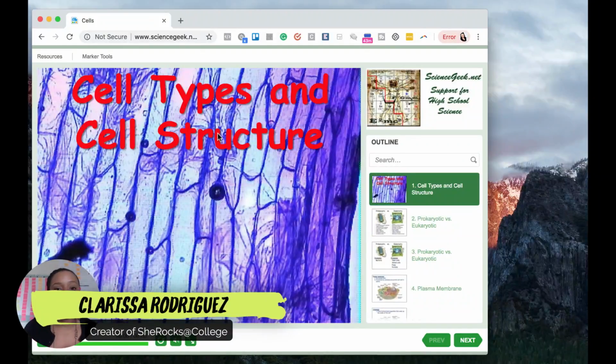And the reason why I'm looking at the title is because the title is telling me what this PowerPoint, this chapter, this lecture is about. So from the title, I know that today, whether I'm reading a textbook or reading a PowerPoint or attending lecture, what I'm going to learn is all of the different cell types and all of the different cell structures.